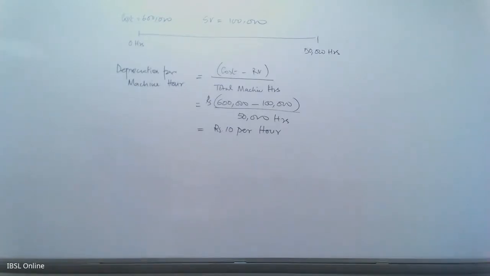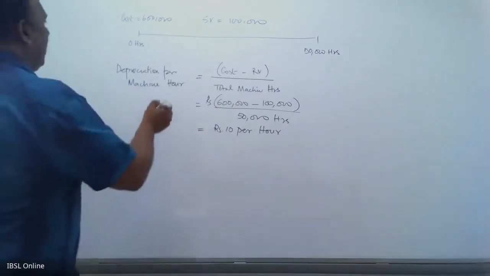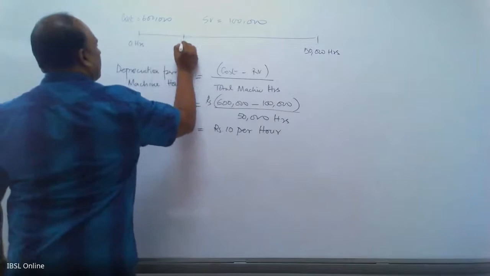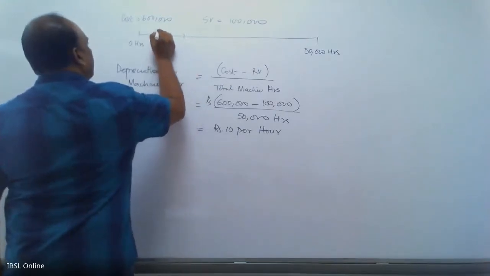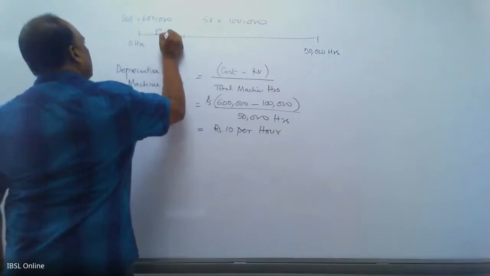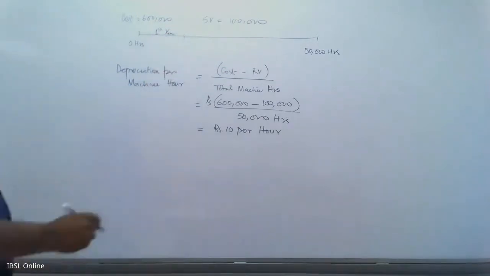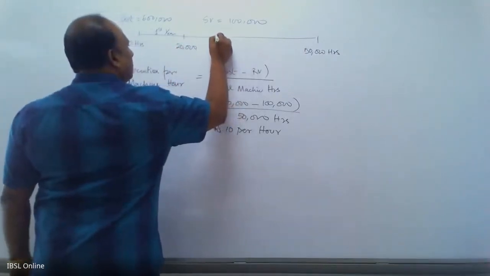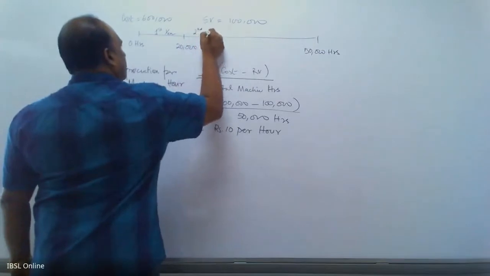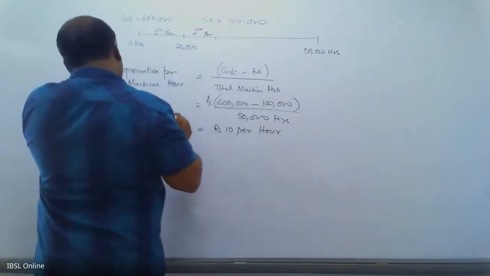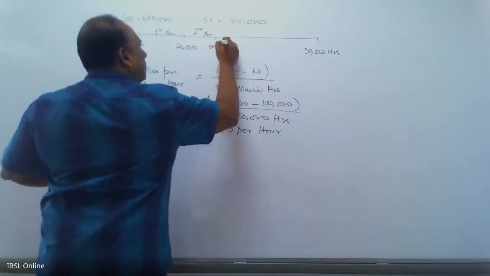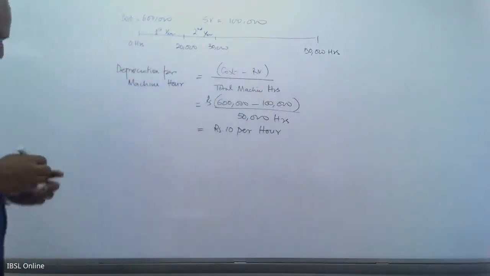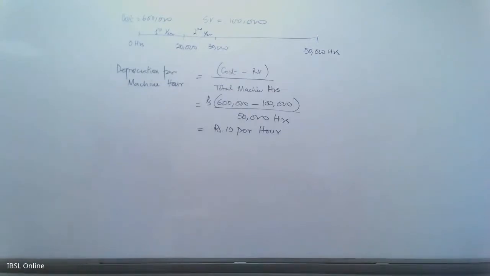Okay, so the second part of the question is, if the machine was run for 20,000 hours and 18,000 hours in the first 2 years, calculate that. Now they say in the first year, at least end of the first year, how long they have run? 20,000. In the second year, they have run for another 18,000. Sorry, 18,000.